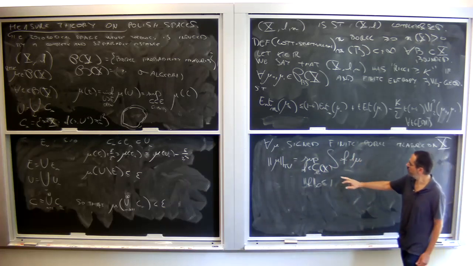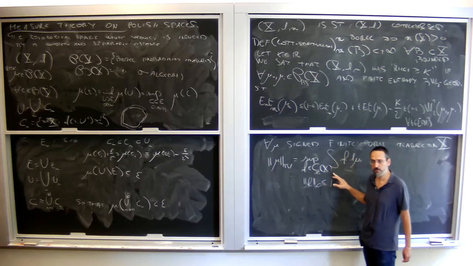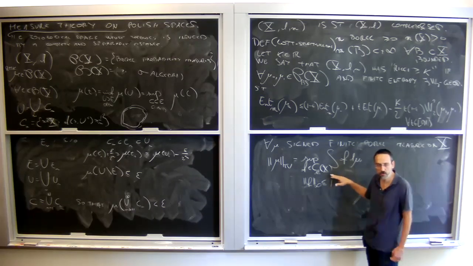Let's agree on the notation. So CB(X) is the space of functions that are continuous and bounded over X.